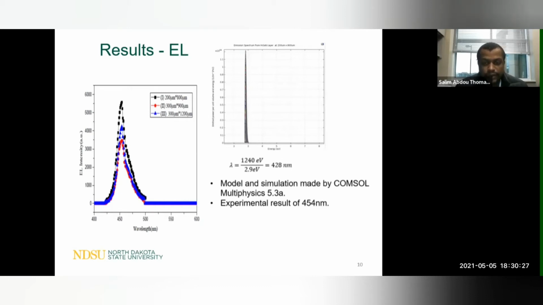The software that was used for this simulation was COMSOL Multiphysics 5.3a, and for this simulation, we considered a simplified model of the PN junction using the same material as the ones that were used in the paper. So the result of 2.9 electron volts was found from this simulation, and is converted to 427.5 or 428 nanometers, which is not significantly different from the experimental results and confirms the accuracy or acceptability of our model.